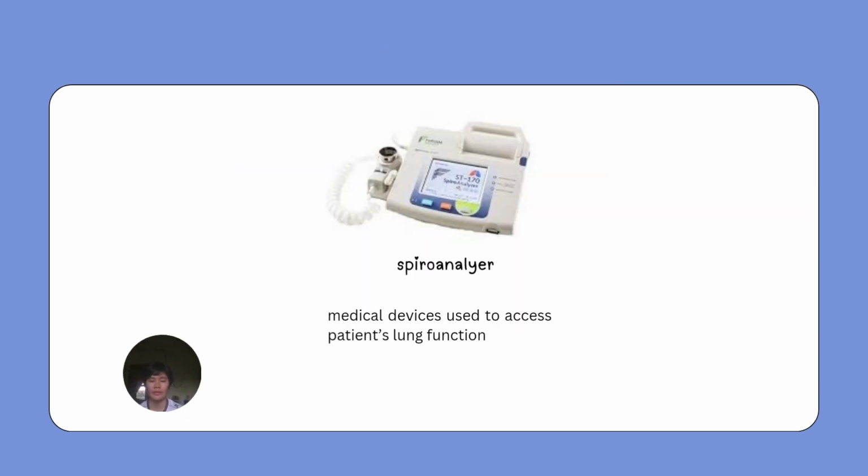The next device is the spiral analyzer. Spiral analyzer is a medical device used to assess a patient's lung function.